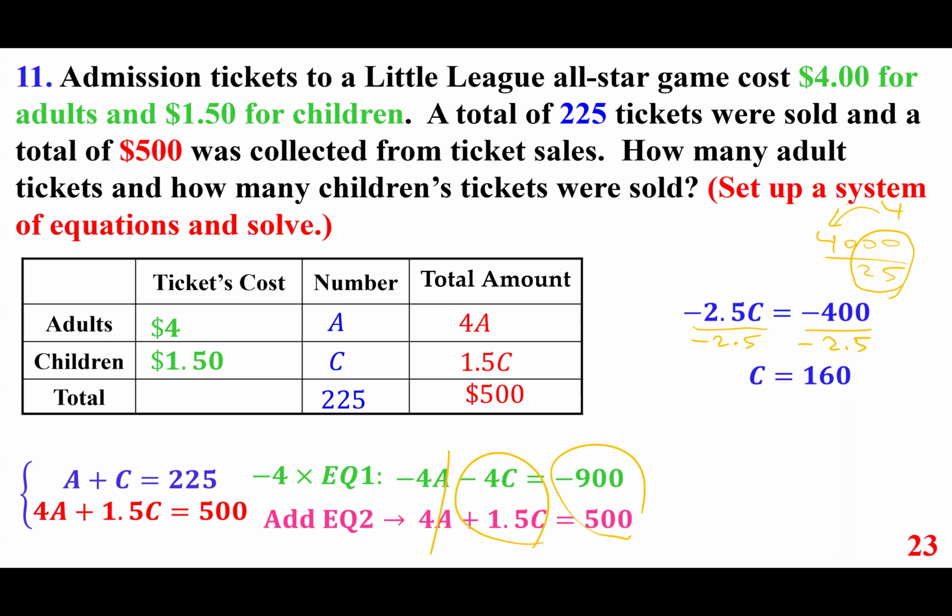And so if C is 160, the rest of them, that means 225 minus 160, that means 65 must be for A or adults. And of course, it has to be checked with the second equation. Okay, everybody? I just used the first one, A plus C is 225. I highly recommend you do it. It takes a split second. It's not a big deal, everybody.